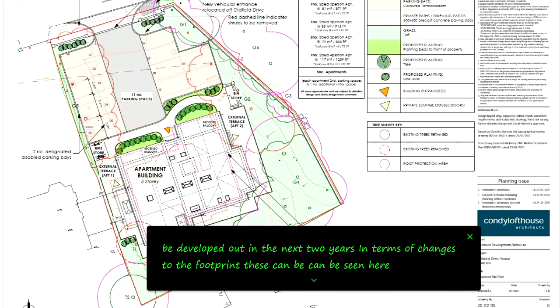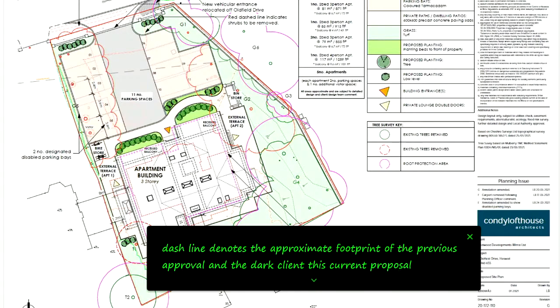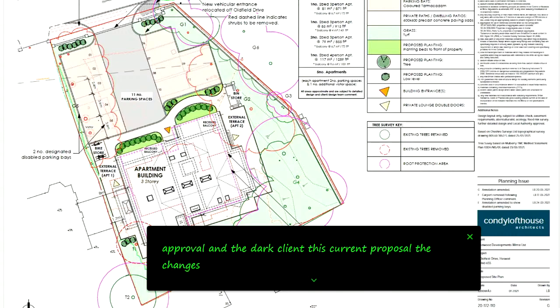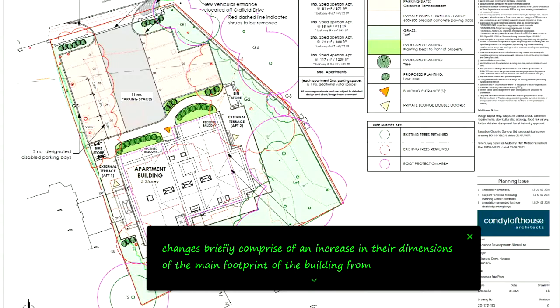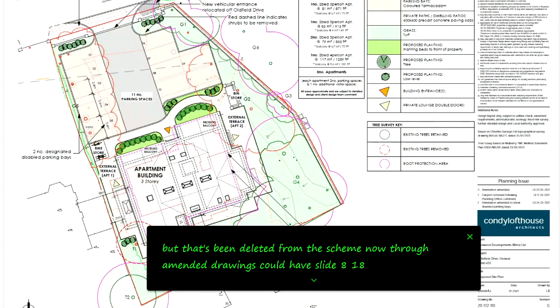In terms of changes to the footprint, these can be seen here. The pink dashed line denotes the approximate footprint of the previous approval and the dark line this current proposal. The changes briefly comprise an increase in the dimensions of the main footprint of the building from 15.2 metres to 18.2 metres and an increase in the ridge height from 8.7 metres to 9.3 metres. There was initially a proposed garage, but that's been deleted from the scheme now through amended drawings. Could I have slide 18, please?